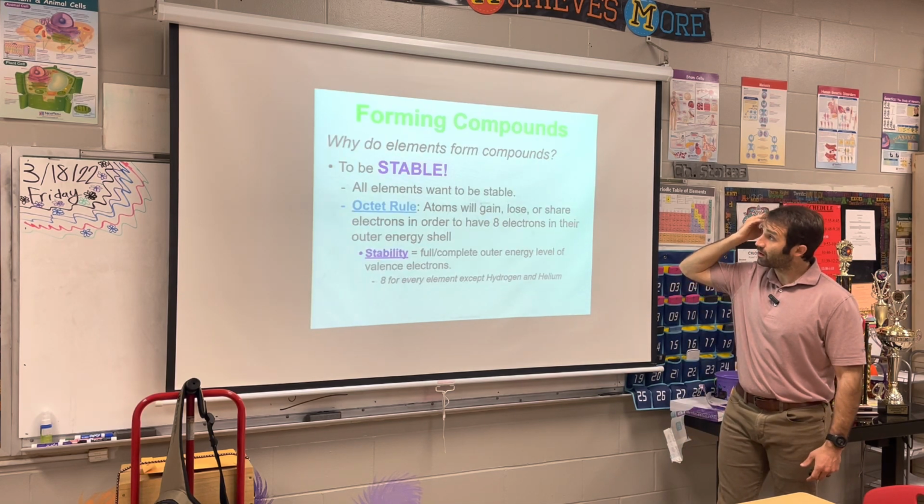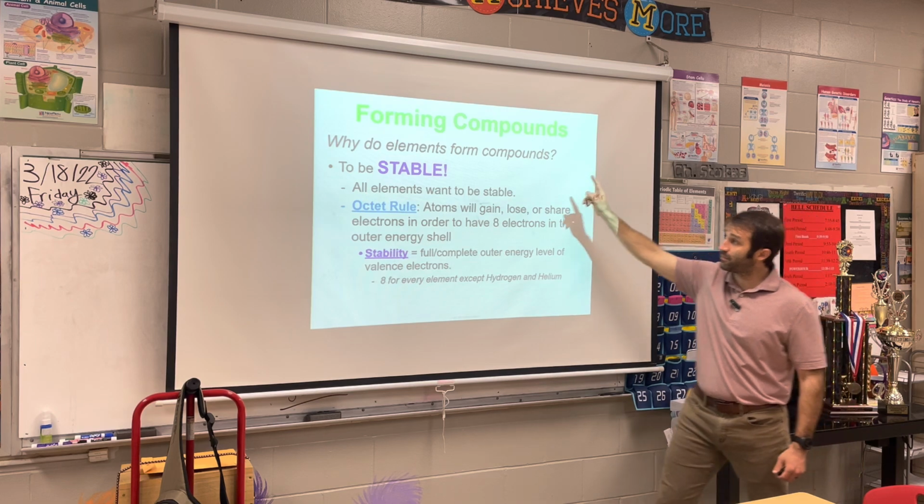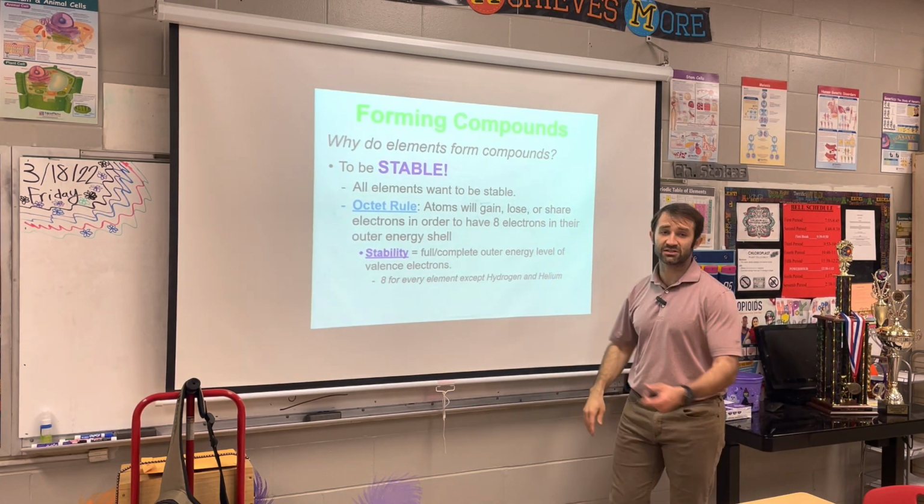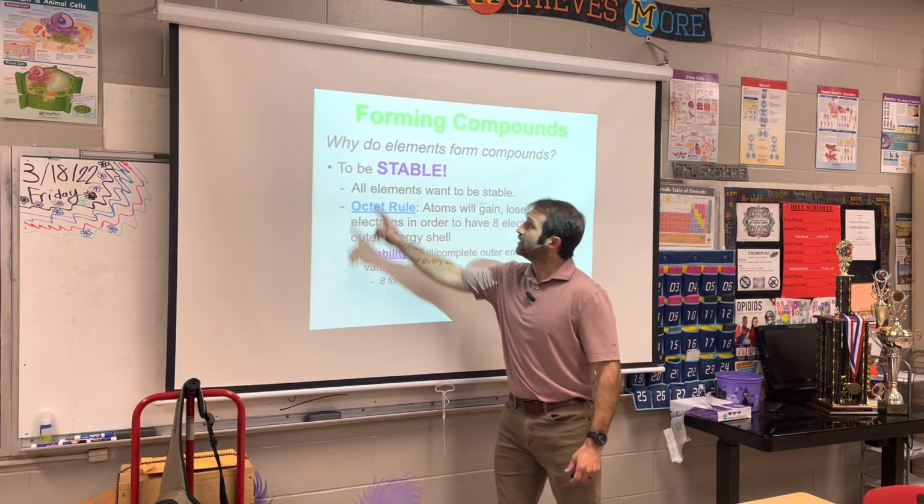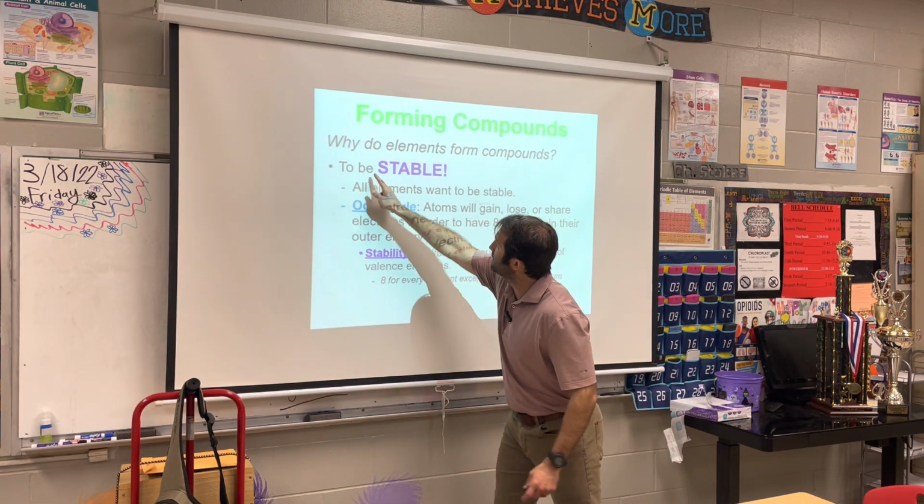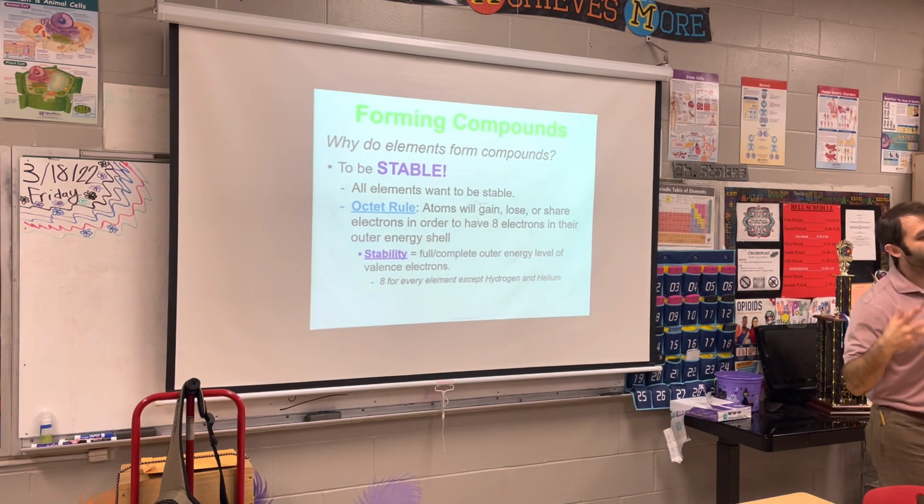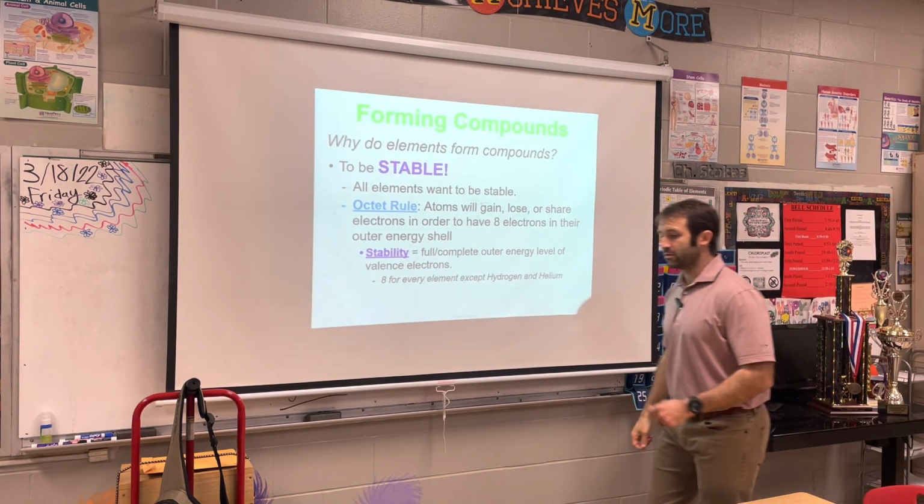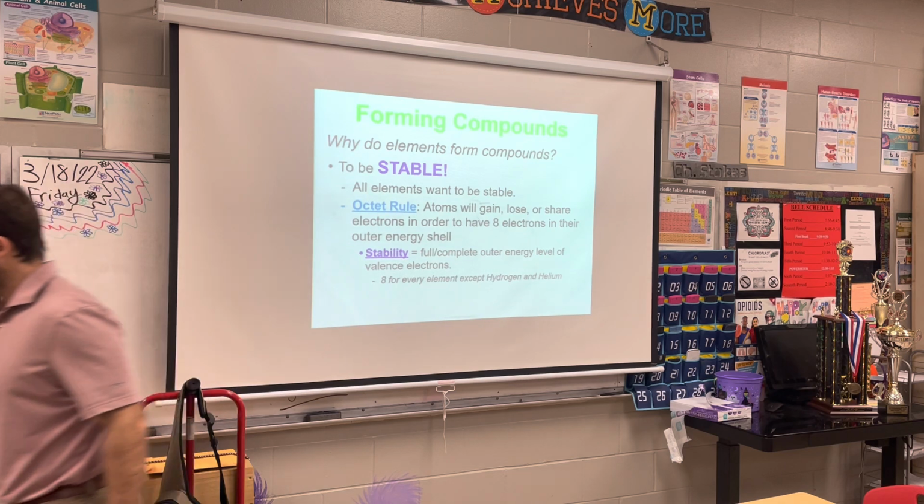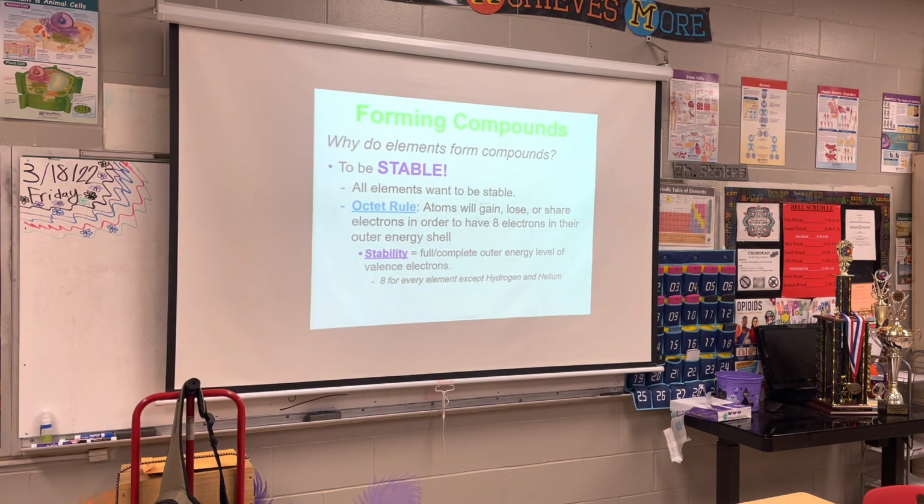So, why do elements form compounds? This will be a test question asked in 5 different ways, right? Why do elements form compounds? To be stable. That's the reason. An element forms a compound so that it becomes more stable. So nitrogen bonds with another nitrogen atom because that molecule is more stable than a nitrogen atom by itself, as what we'd call an ion, which we'll learn in a second.